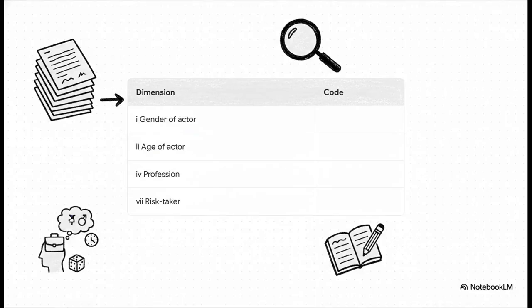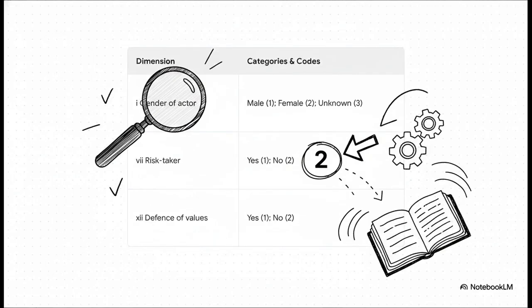And the first tool you need for this is the coding schedule. Think of this as your investigator's logbook. For every single article you look at, you fill out one of these. Each row is a specific thing or dimension you're interested in, like the profession of the main person in the story, or maybe their age. But you might be wondering, how do you know what number to put in that code column?